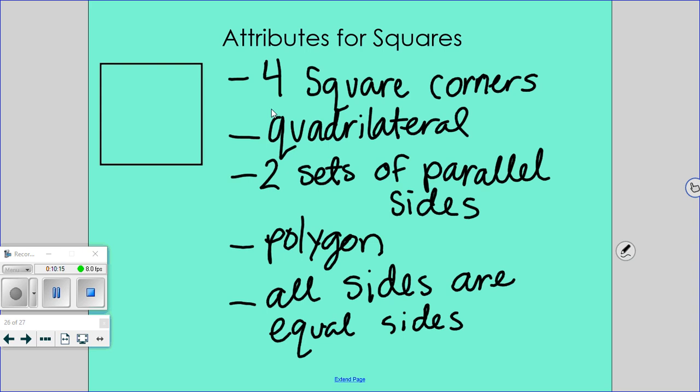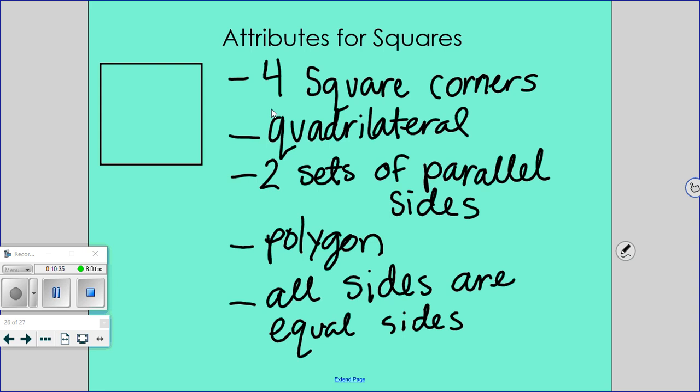We don't have any rules on side length for a rectangle. A lot of you think a rectangle must be longer on one side than the other. That's not a real rule. A lot of them are, but that's not a rule.